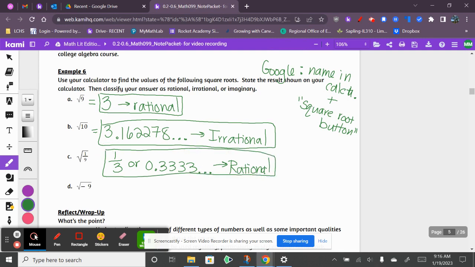This one is an example of a negative inside a square root, so this one would be imaginary. It also would show up as a math error when we put it in our calculator. Okay, this should help you with all of the things that you'll need to complete the 0.2 homework on my math lab.